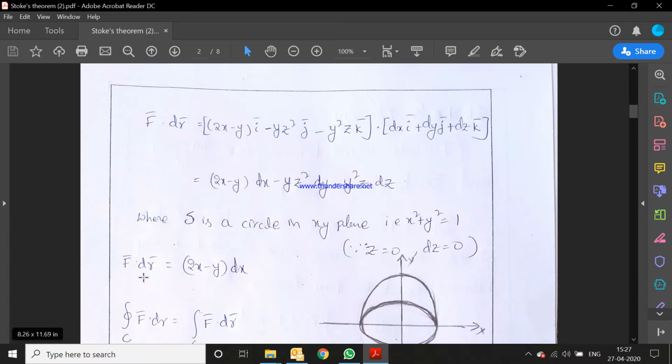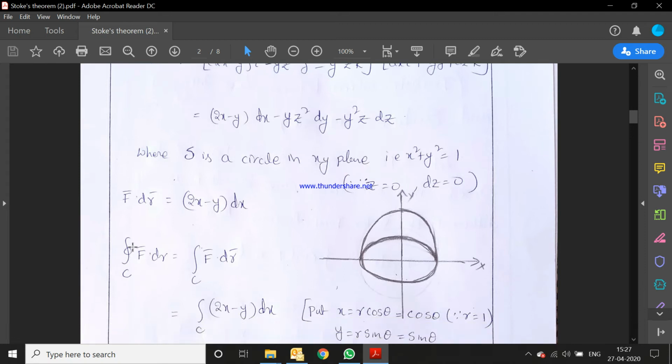Going to the f bar dot dr bar value with z equal to 0 and dz equal to 0, we get (2x minus y) dx, because dz is 0 so the third term is 0, and z is 0 so the second term is also 0. So we get only f bar dot dr bar is equal to (2x minus y) dx. Now find the integral over C of f bar dot dr bar, substituting f bar dot dr bar as (2x minus y) dx.